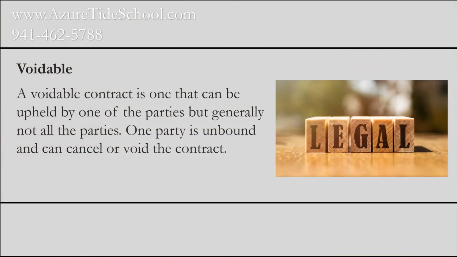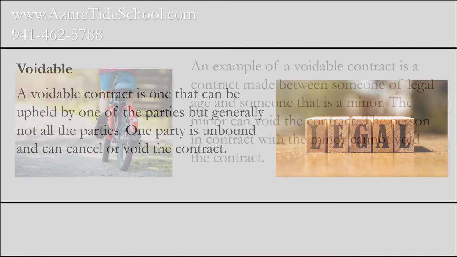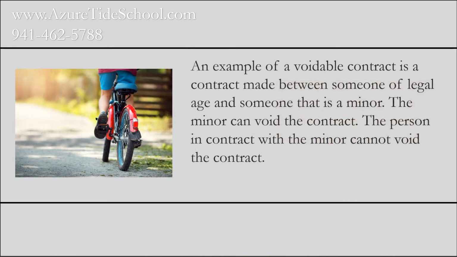A voidable contract is one that can be upheld by one of the parties, but generally not all of the parties. One party is unbound and can cancel or void the contract. An example of a voidable contract is a contract made between someone of legal age and someone that is a minor. The minor can void the contract. The person in contract with the minor cannot void the contract.